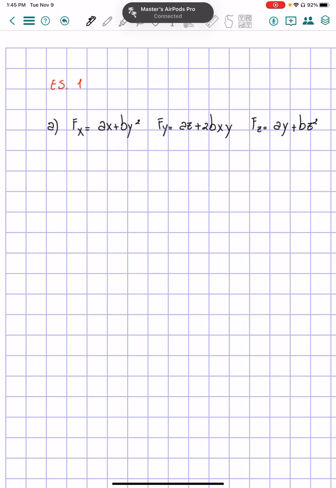Let's look at this problem. I have f broken into different pieces. I have f in the x direction, f in the y direction, and f in the z direction. So I have to find out if f is conservative or not, of course. How do I find it?